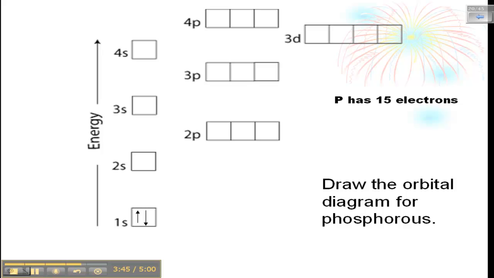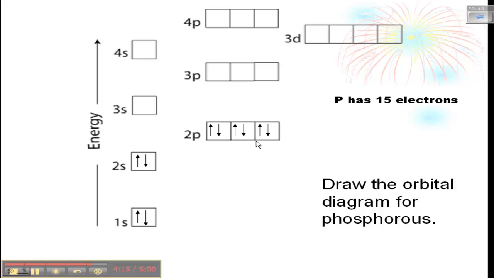The first 2 go into 1s. It's the lowest energy. They're going to go 1 up, 1 down. The next 2 are going to go in the 2s, again 1 up, 1 down. Notice our energy is increasing here. Our next electron is going to go in the 2p. Now, we've got to go to this next orbital, and then finally the third orbital to satisfy Hund's rule. And then we can start pairing again.